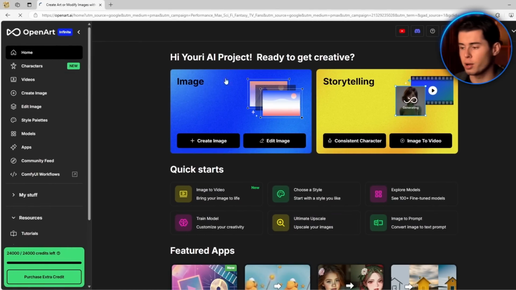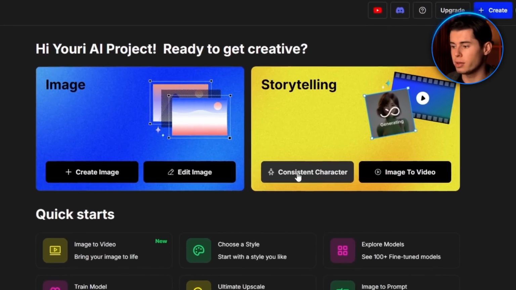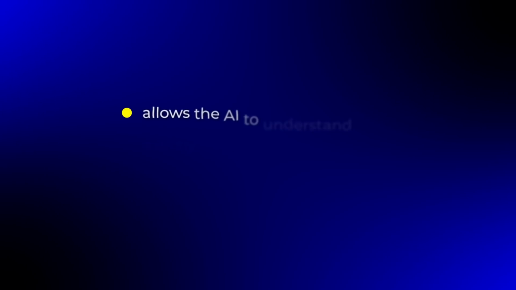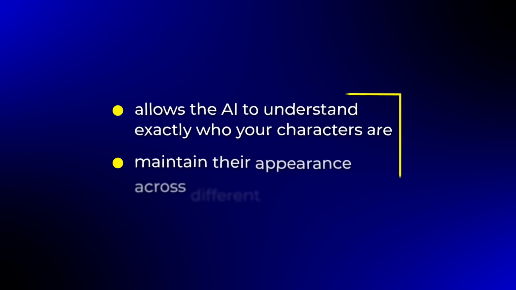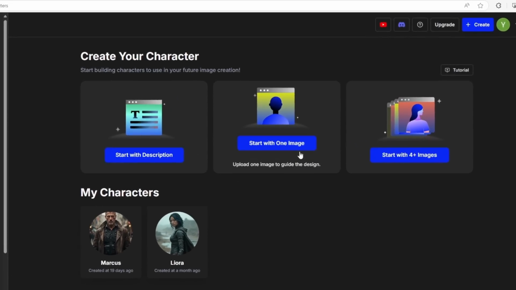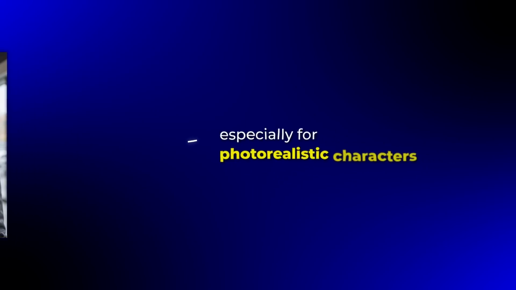First, you'll need to create your characters through OpenArt's consistent character feature, because it allows the AI to understand exactly who your characters are and maintain their appearance across different scenes. You can start with either text descriptions or a single reference image for each character, and I found that using a clear reference image gives the best results, especially for photorealistic characters.